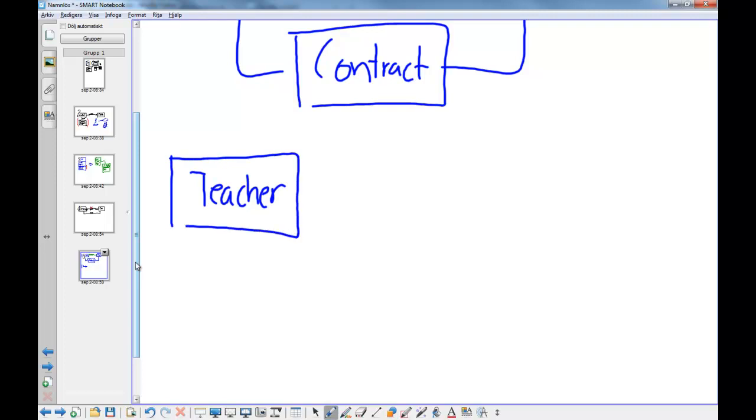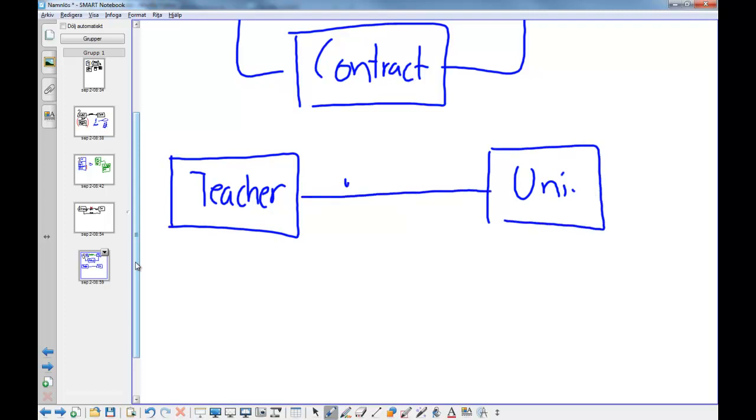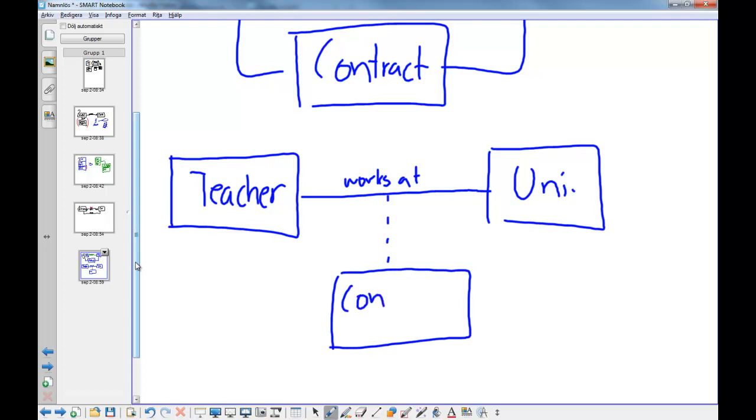Teacher, university, so we can have this and add an association clause. So this is a clause that describes the association. In this case, it would probably be a salary and some time, and maybe the persons that have signed it from the university or something like that.